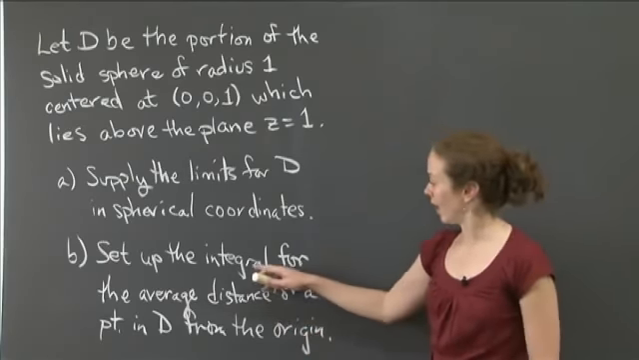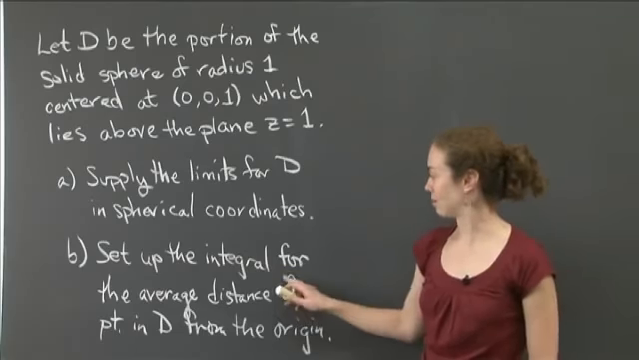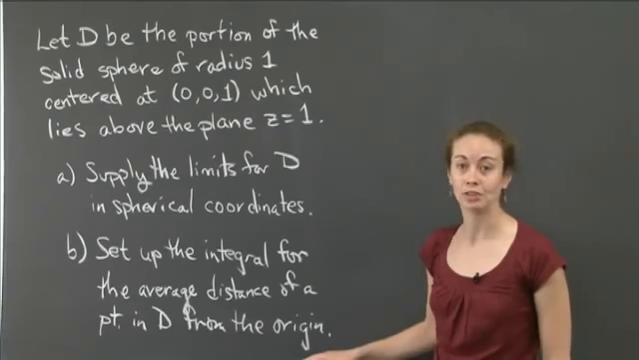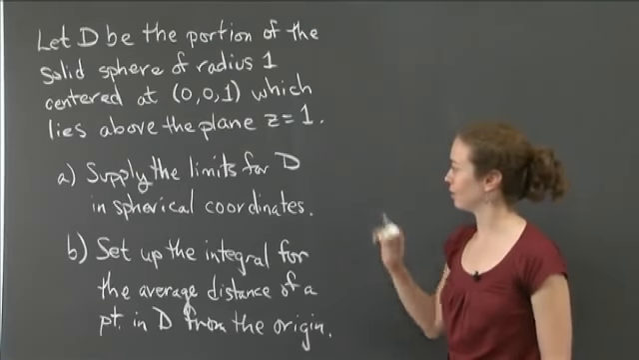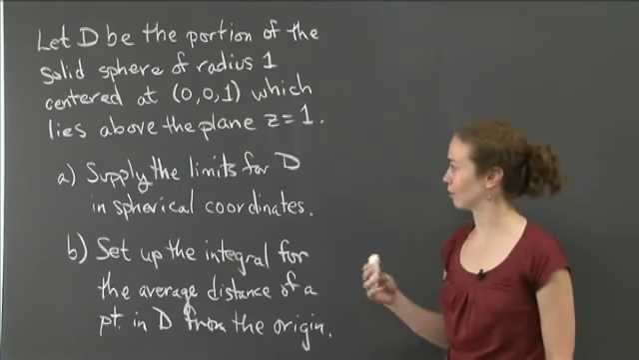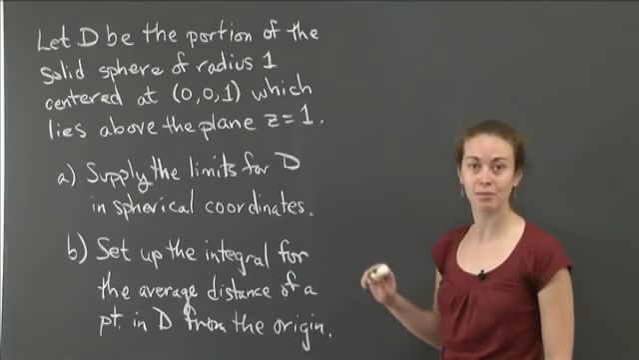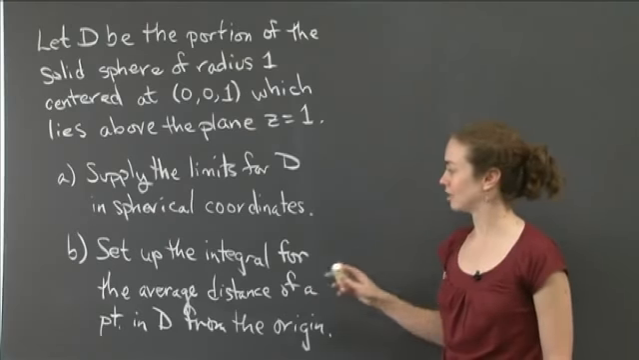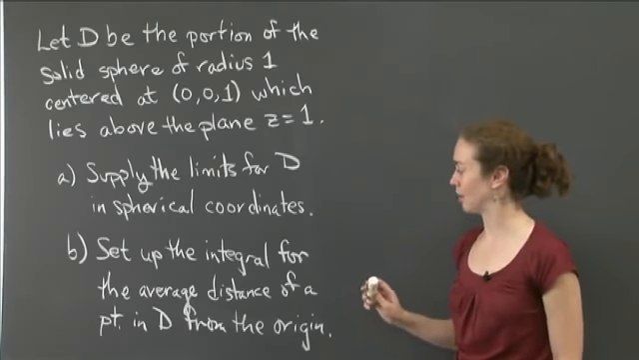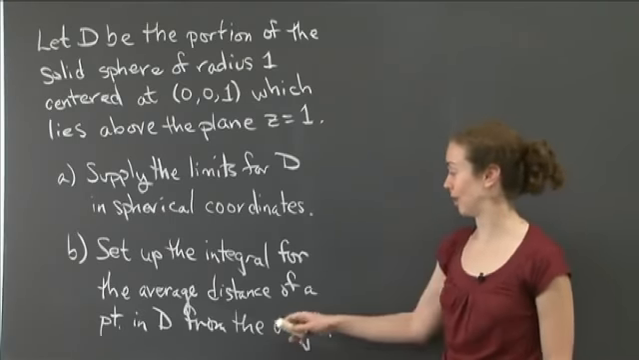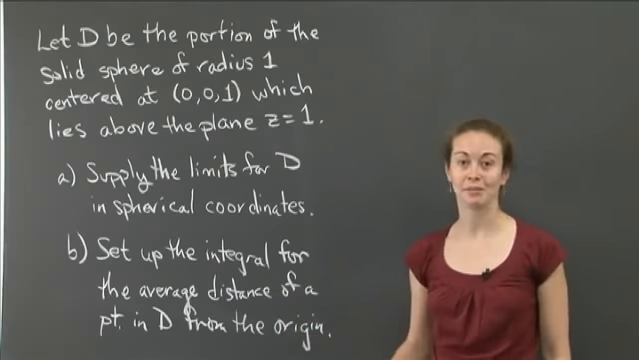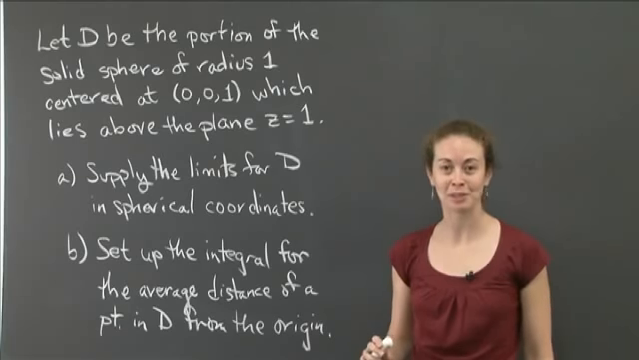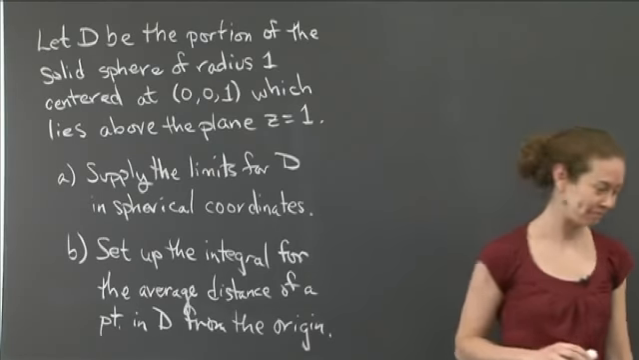In other words, I want you to determine the values for rho, theta, and phi that will give us all of D. And then I would like us to just set up the integral for the average distance of a point in D from the origin. So there are two parts to this problem. The first is to determine what values of rho, theta, and phi describe this solid region D. And then second is just set up the integral for the average distance of a point in that region from the origin. So why don't you pause the video, work on those, and then when you're ready to see my solutions, you can bring the video back up.